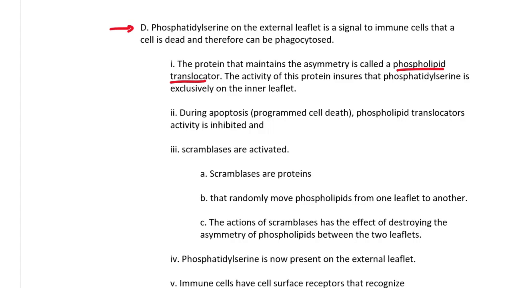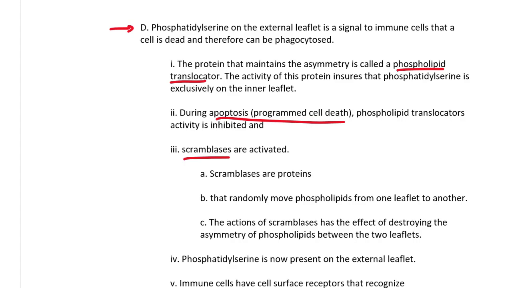So you have this protein, the phospholipid translocator, that makes sure that phosphatidylserine is always on the inner leaflet and not on the external leaflet. During apoptosis, programmed cell death, phospholipid translocator activity is inhibited, and then scramblase, another protein, is activated. Scramblases are proteins that randomly move phospholipids from one leaflet to another. The actions of scramblases have the effect of destroying the asymmetry of phospholipids between the two leaflets.